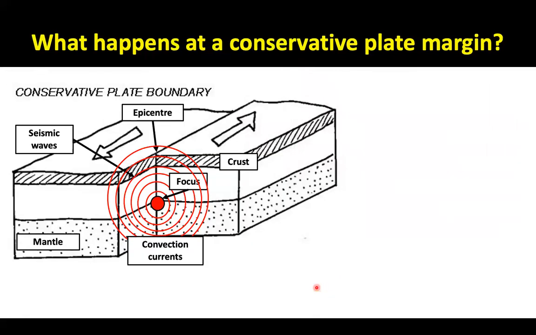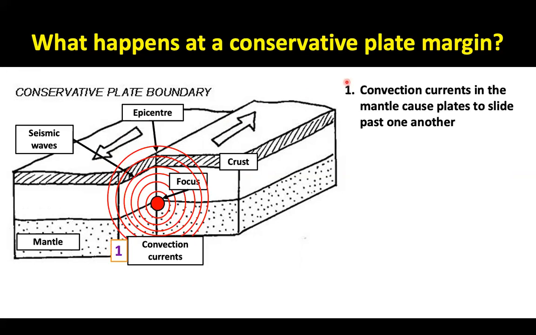Finally, at a conservative plate margin, where the land is conserved or stays the same, you have two plates which are moving alongside each other. In this example, you can see the plates are going in opposite directions. However, you can, at conservative plate boundaries, have the plates going in the same direction, just at different speeds and different rates. I'm going to explain to you what goes on at a conservative plate boundary.